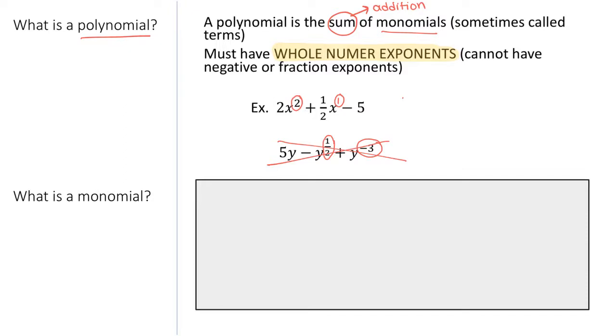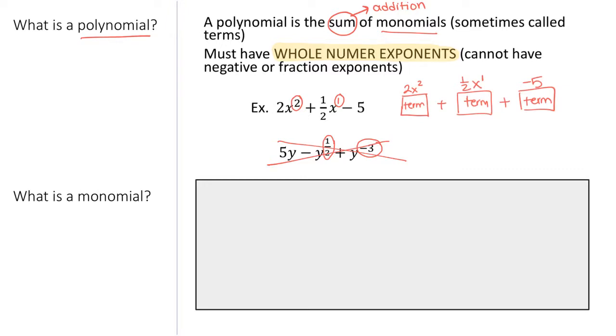Just to clarify that again, the first term is 2x squared, plus another term, which is 1/2 x, and then it actually does have another term added to that, but that last term is a negative 5. So this is a polynomial since, again, it has whole number exponents and is the sum of some different terms.